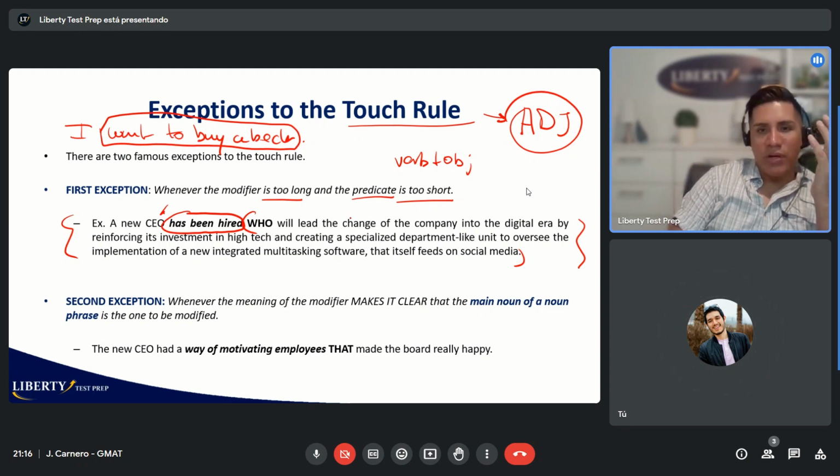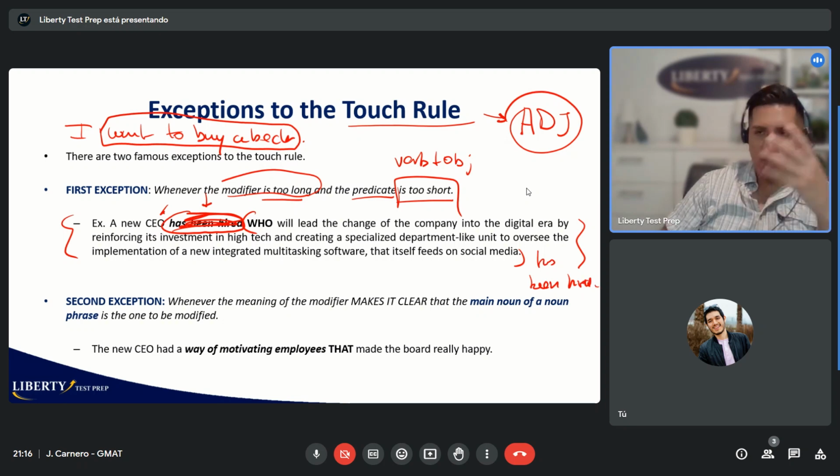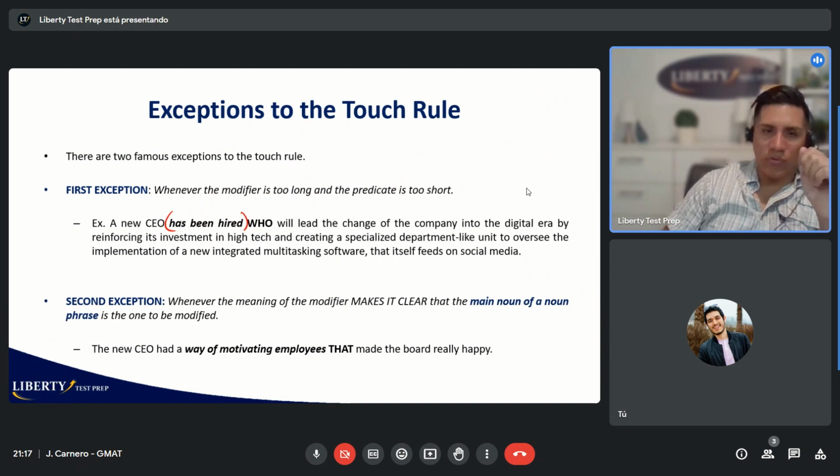Now, if the predicate is short and the modifier is too long, then what you're going to do is put the predicate in the middle. In that way, you kind of save it. You bring it back, you retract it. Why? Because otherwise, if we just respect the touch, we will have a new CEO who blah blah blah has been hired. By the time we reach "has been hired," we would have lost the grasp on the CEO because we would have forgotten by that time. So we place a predicate in the middle whenever the modifier is long.